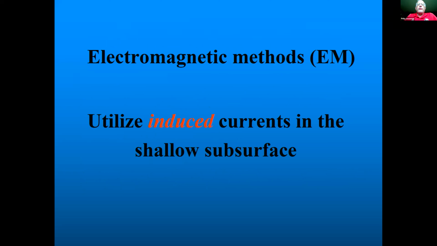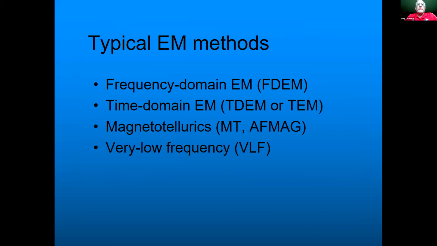So it uses induced currents in the shallow subsurface. There's your picture again. There's a bunch of other stuff too here. Typical EM methods. The frequency domain is the one that we used. This is what we used at Argonne, and we've used this at Orchard Hills too, which I'll be talking about. Time domain, I've not used in Illinois. I've used this in Mexico. Magnetic tellurics, I don't think I've ever. Yeah, we've used this a little bit.